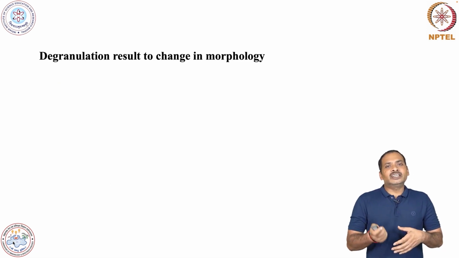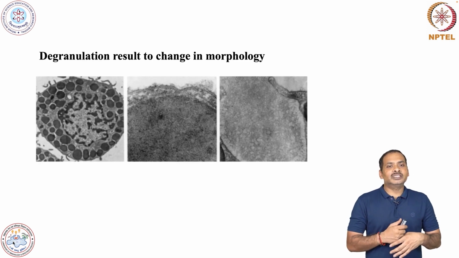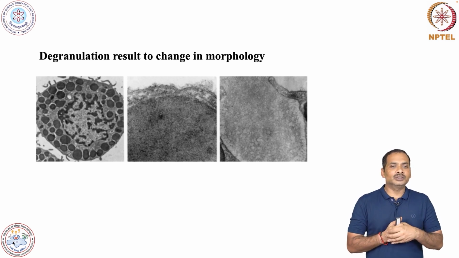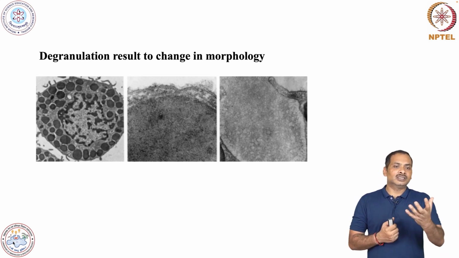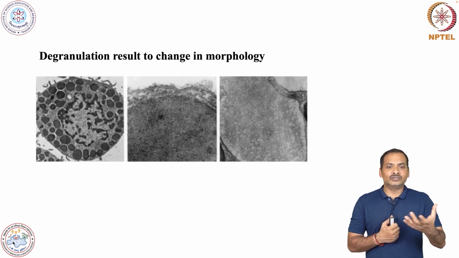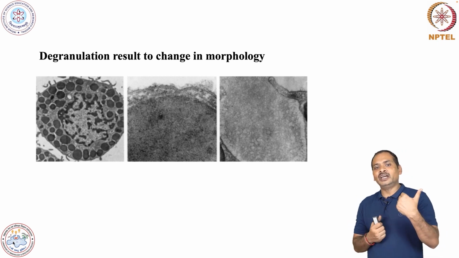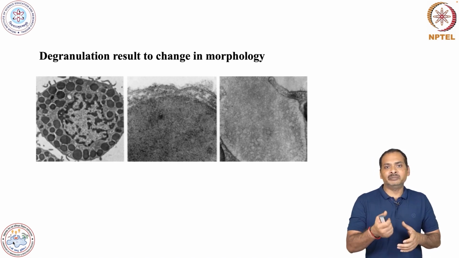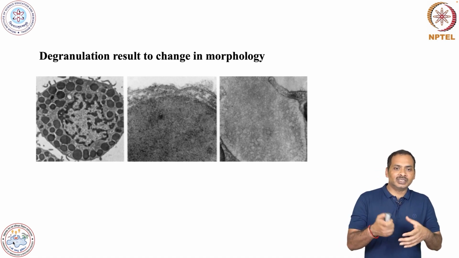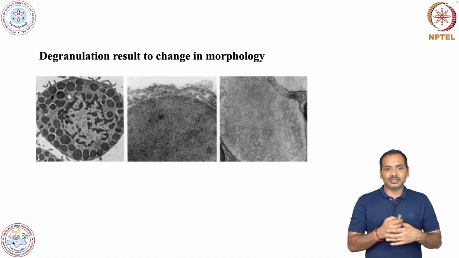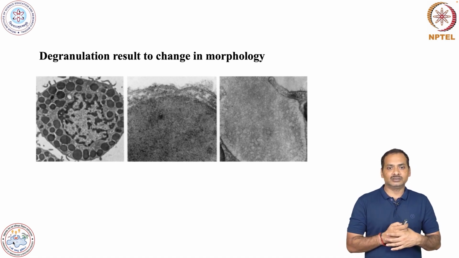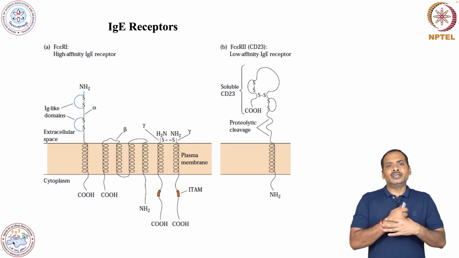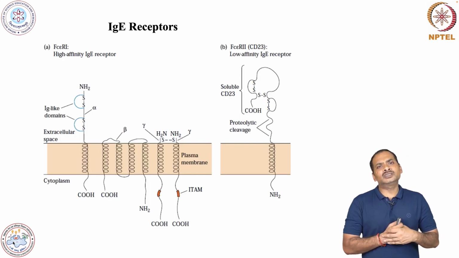So basically, when degranulation happens, here you can see a very nice electron micrograph. In the middle panel you can see that the cell has a lot of granules, and after activation of this mast cell, all these granules, all these vesicles, are empty. So this is a very nice electron micrograph, and you can notice the degranulation also. Okay, how basically do things work?